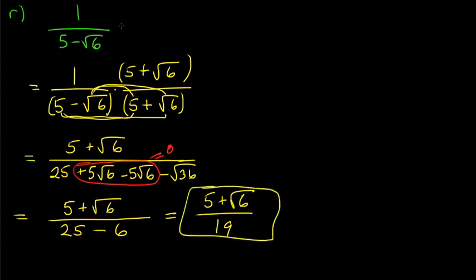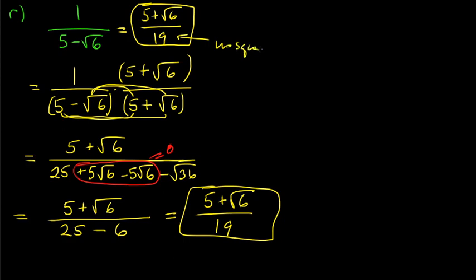So there we go. So 1 over 5 minus the square root of 6 is 5 plus the square root of 6 divided by 19. You can check on your calculator. These are the same numbers. Why do we prefer this version? Because there is no square root in the denominator. Remember, that's not allowed. So there you go. That's part R. We've rationalized the denominator.